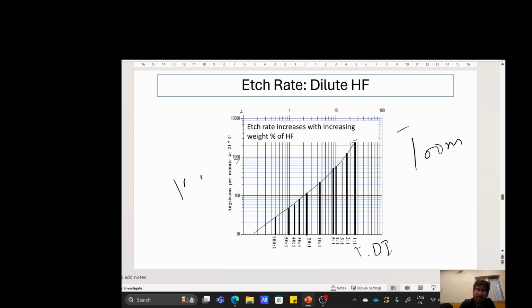So if you decrease the concentration of HF, the etch rate will also get reduced. This is the etch rate, and this is the concentration. If you increase it, that is the simple case. The more the availability of HF for the SiO2 reaction, the more will be the reaction.